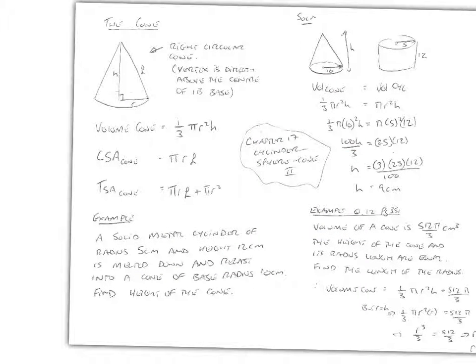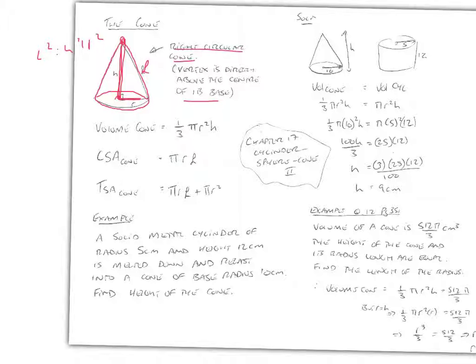Okay, let's talk about the cone. So here's a cone, and it has height h, radius r and slant length l, and you can find l squared. L squared is equal to h squared plus r squared, should you need to. Anyway, it's a right circular cone. Why is that? Because its vertex is directly above the centre of its base. So it's known as a right circular cone.